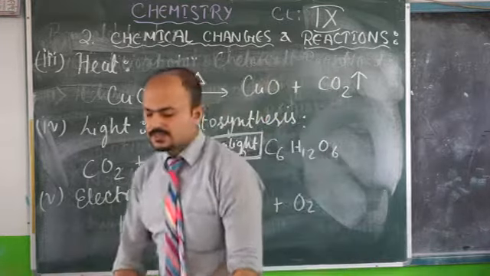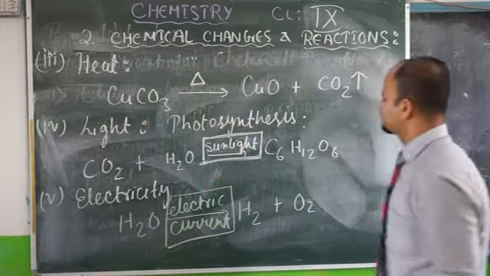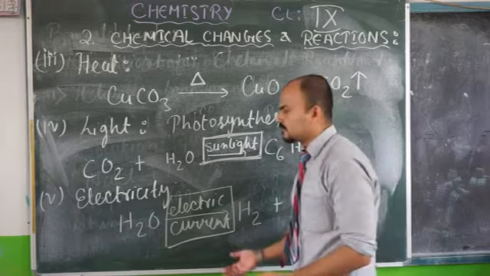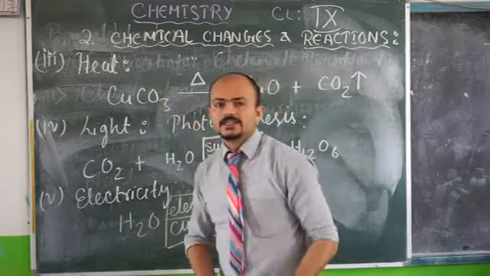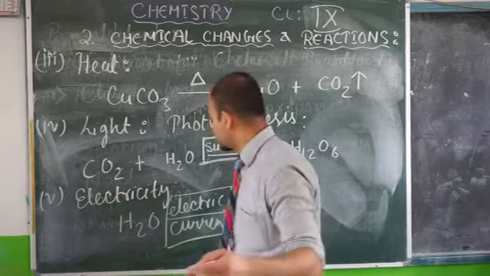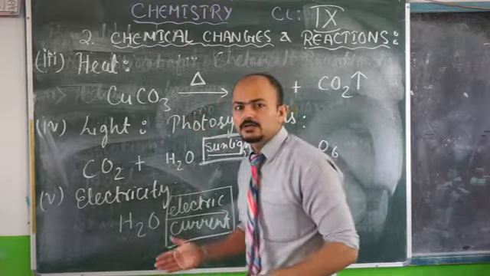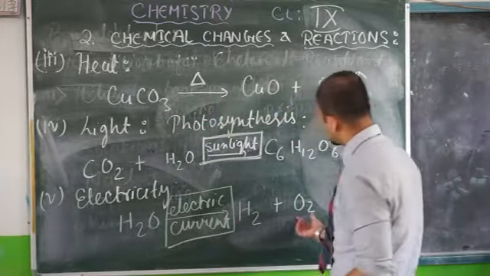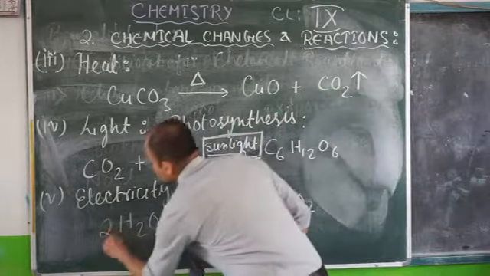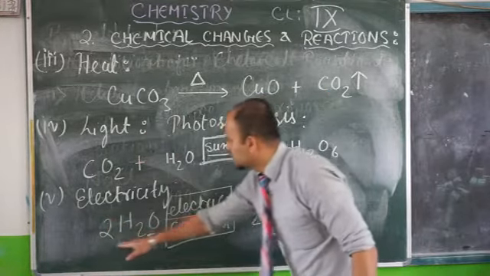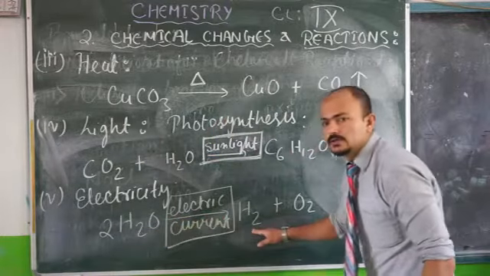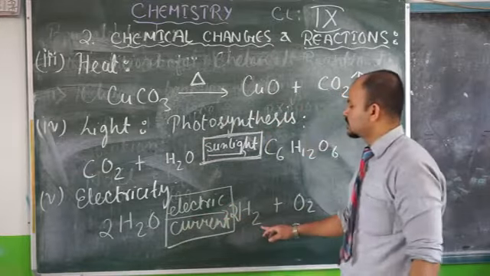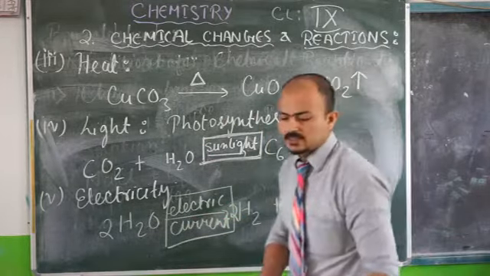So 5 conditions we have discussed. Now this balancing I have already taught you in class. So here our main focus will be on discussing the conditions. Please, while writing this equation in your notebook, write it in balanced form. So here I will be doing it for you. Here we have 2 oxygen, and here 2 oxygen. Here 4 hydrogen, and here we have 2 hydrogen. If I write 2 in front of this hydrogen, then it becomes 4 hydrogen. Now this equation is balanced.